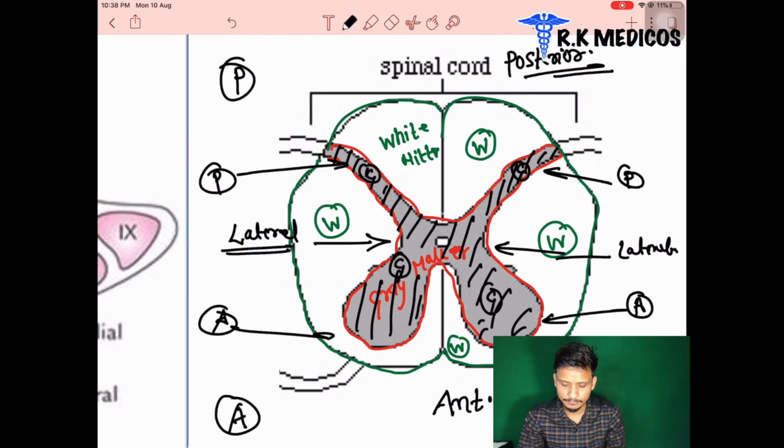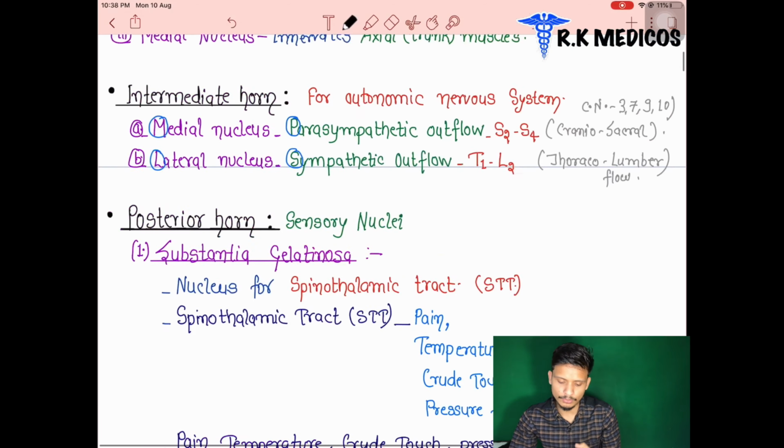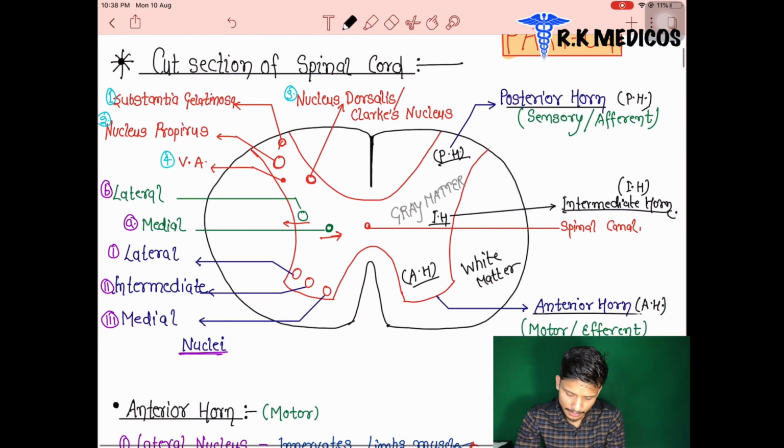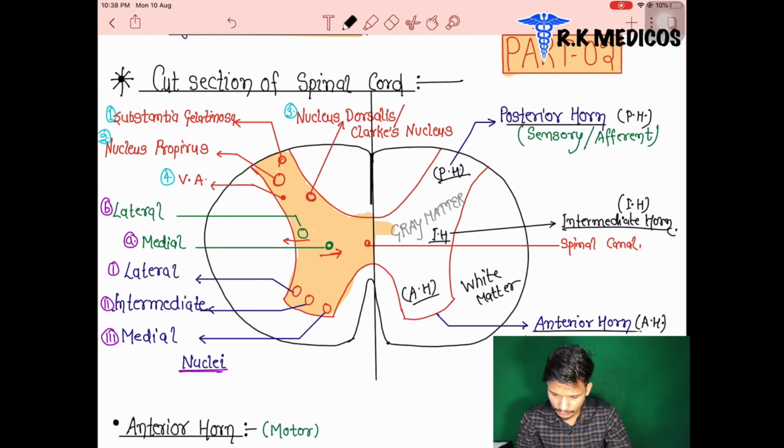So you can see here, in the cord section, part 2 of the spinal cord, this is the gray matter. This whole region is going to be marked as gray matter. Imagine I am taking only one side, this is one half of our spinal cord. Hope it will be clear for you.